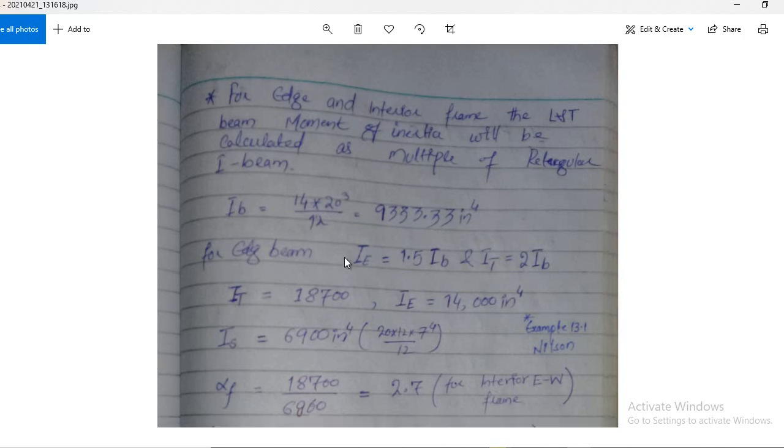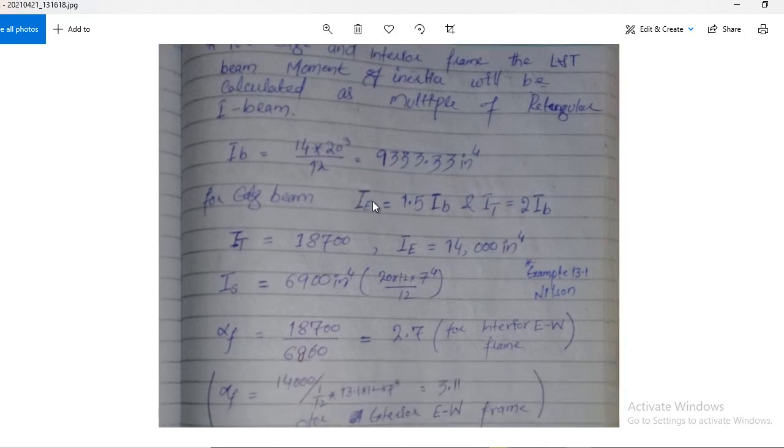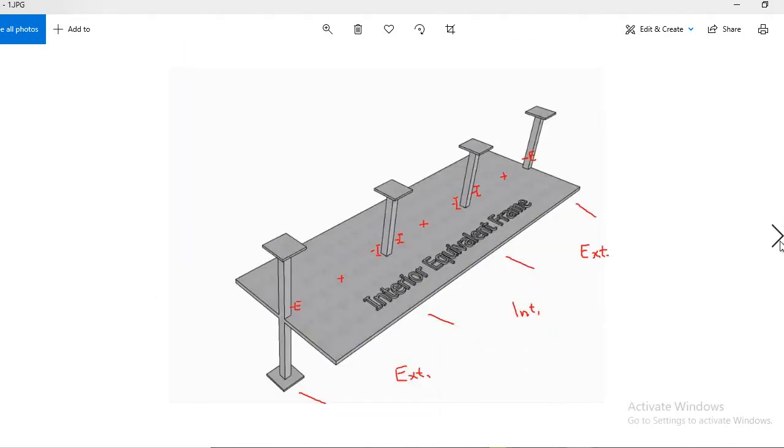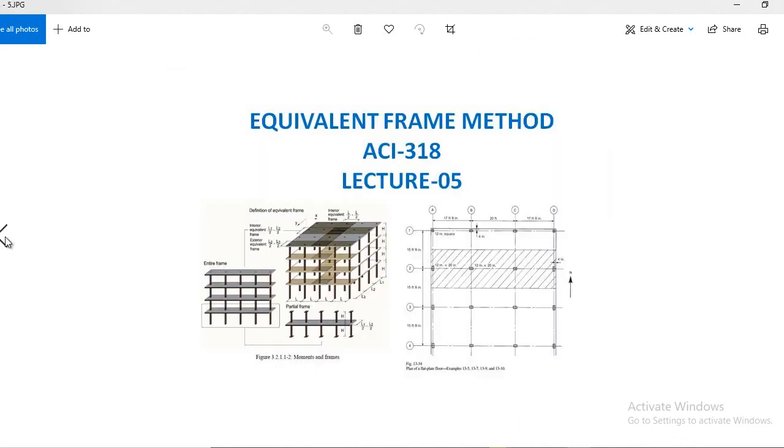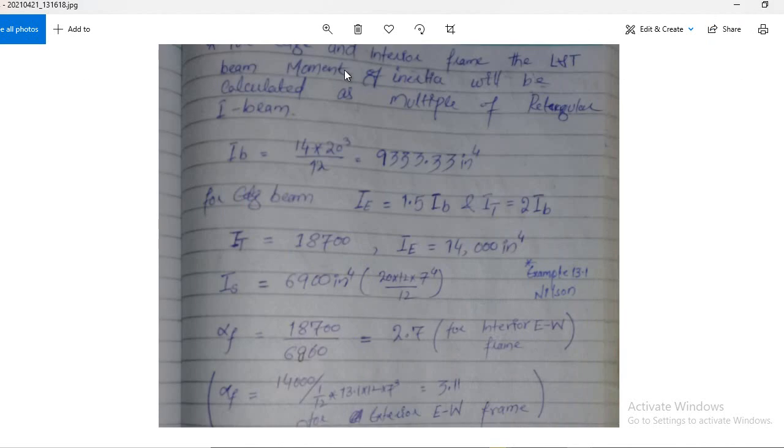Now for the edge beam, IE, that is for the L beam, let me show you that picture. Yes, this one. The beam which is running along here is the L beam, and the beam which is running along this line is the transverse T beam. To calculate the moment of inertia of this L beam and T beam, we will use a multiple. This is basically the ACI code criteria, a multiple of the rectangular beam, which makes your calculation easy.